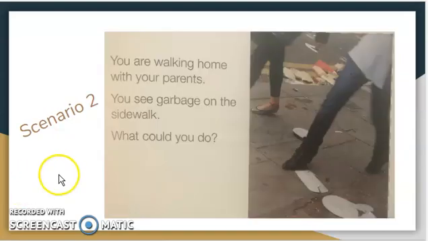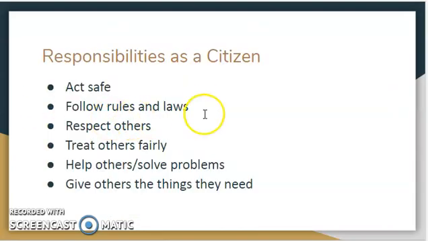Now let's look at scenario number two. You're walking home with your parents. You see garbage on the sidewalk. What could you do? So let's look at our responsibilities. Let's pause the video and discuss with your family members. What should you do? What could you do if you see garbage on the sidewalk?